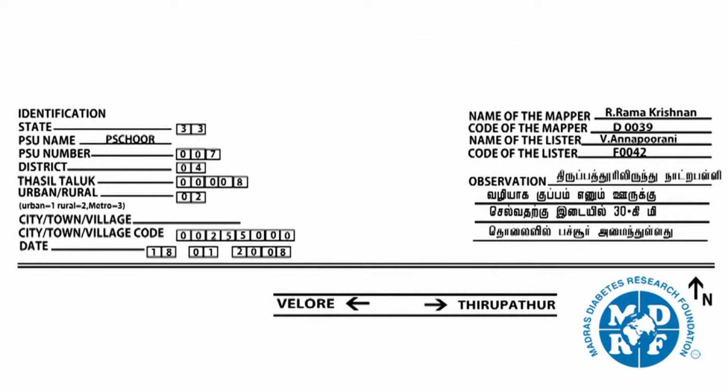segment. While drawing the boundary map, the observation column has to be filled in first. In this column, details of the PSU have to be written, such as the distance of the PSU from the nearest popular or easily identifiable town or village. The north direction has to be marked in the top right corner of the map.